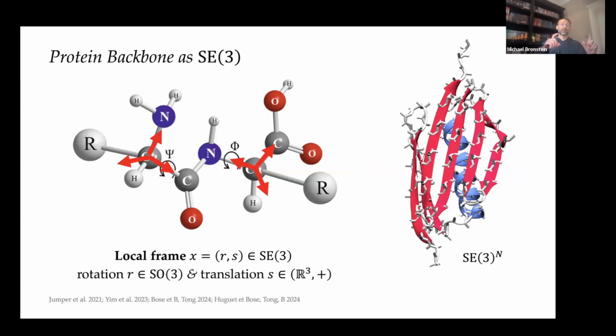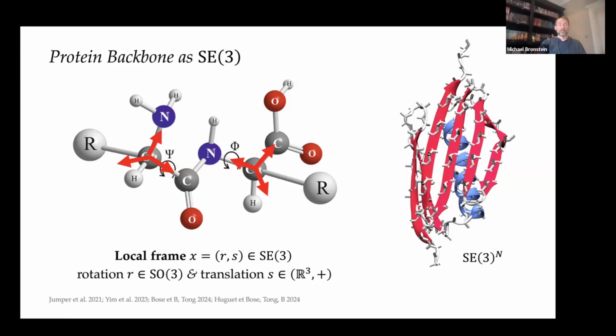So you can think of some kind of abstract idealized system of coordinates, what is called a local frame, and they're attached together. You can think of a local frame as an element of the special Euclidean group, SE(3). So you have rotations and translations, but no reflections. And the entire structure of the protein, when you have n such amino acids, can be seen as a product of these groups. So these are Lie groups. We can think of them as manifolds, and we have a product of manifolds.